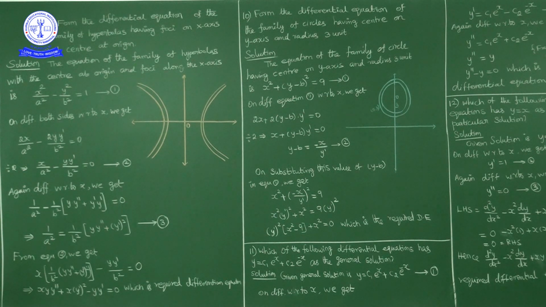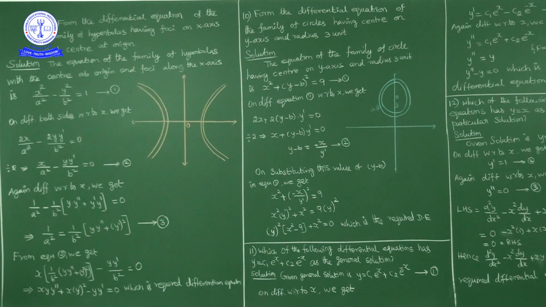Okay, now if you take LCM, it is b square. Cross multiply b square this side. So what will we get? Multiplying x inside, x y y double dash plus x y dash square minus y dash is equal to 0. Okay, so this is the required differential equation. Here both arbitrary constants a and b are eliminated. Okay, now here the given question is: form the differential equation of the family of hyperbolas having foci on x-axis, center at origin.